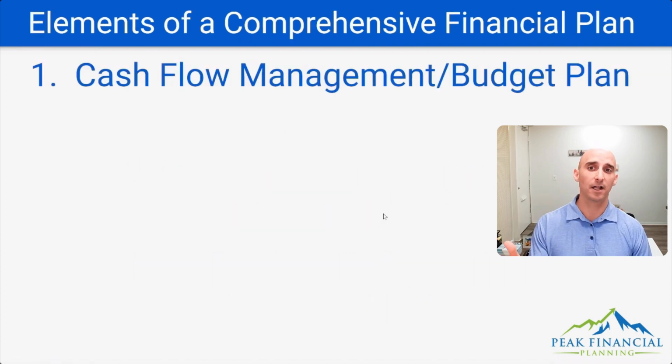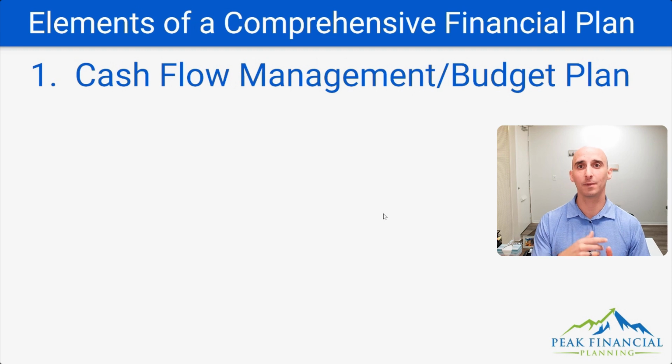So there are 5 elements of a robust, comprehensive financial plan. The first is a cash flow management or budgeting plan. Financial independence is really sensitive to spending and to income. So managing your income sources and your spending sources, and knowing what those look like, will determine your level of success in achieving financial independence.